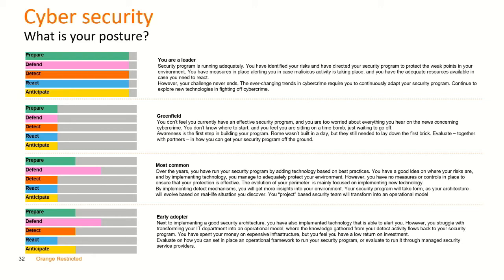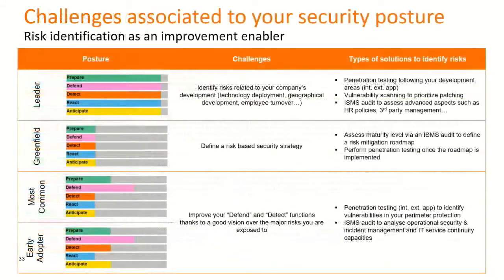If we see the link we make on the next slide between the security posture and the risk identification, that's also very subjective, but at least it aims to give you some ideas. We see that for leaders, the main challenge is to identify the risk related to their development. Their development can be technology deployment. We can imagine a cloud migration, for example. It can be also the deployment of new equipment. It can also be linked to their geographical development, new countries, new offices in the same country, or it can also be linked to employee turnover. All these are areas of development that can have a strong impact on their security strategy.